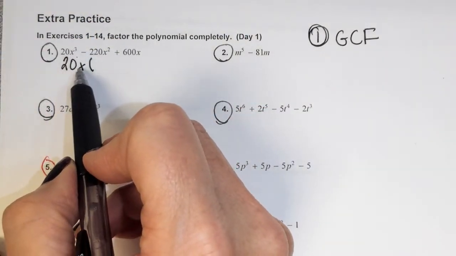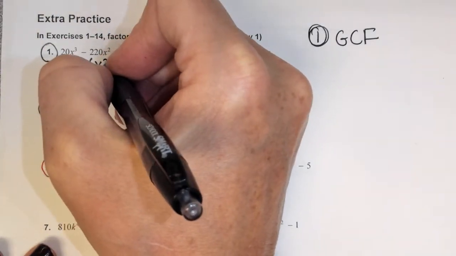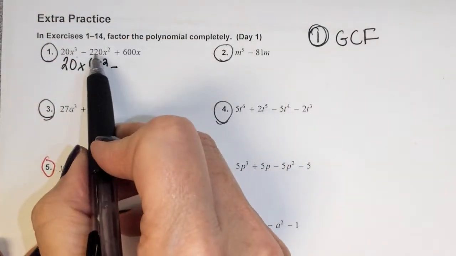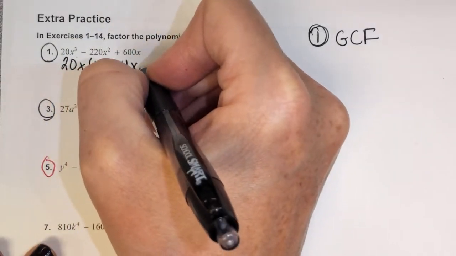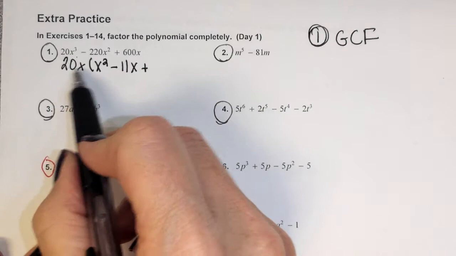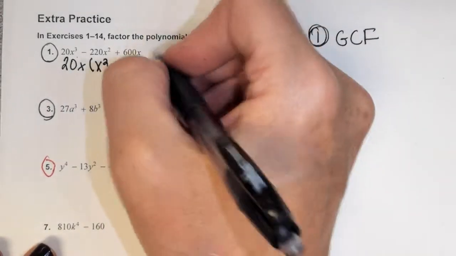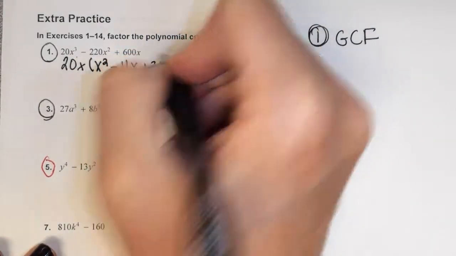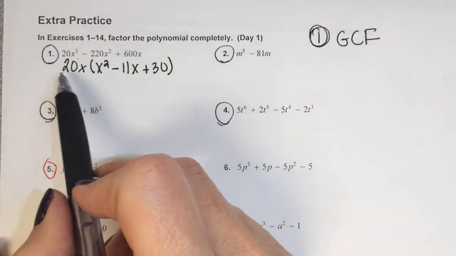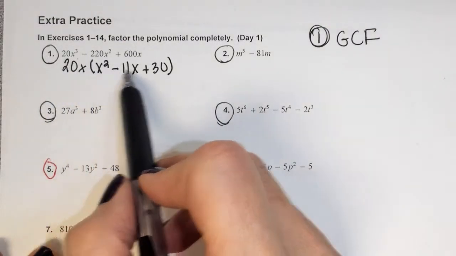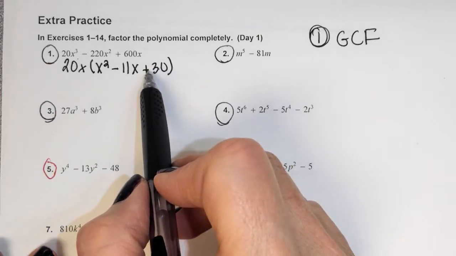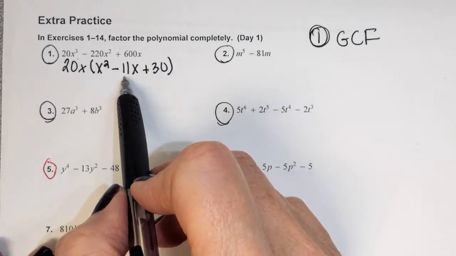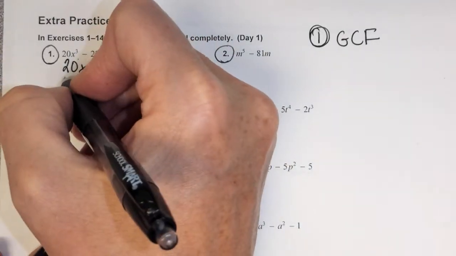20x cubed divided by 20x is x squared. 220 divided by 20 is 11. 600 divided by 20 is what? 30. So now I have to check to see if I can do more factoring. Well, it looks like I can, because are there numbers that multiply to be 30 and add to be 11? Yeah, what are they? 6 and 5, so I need to go further.